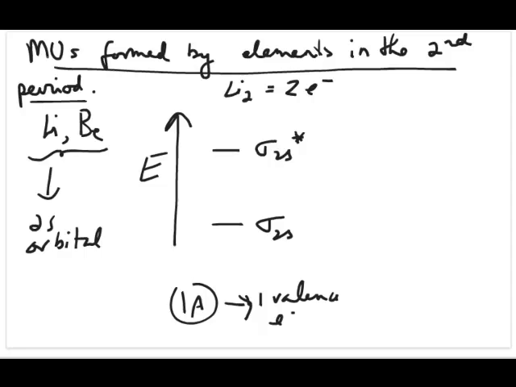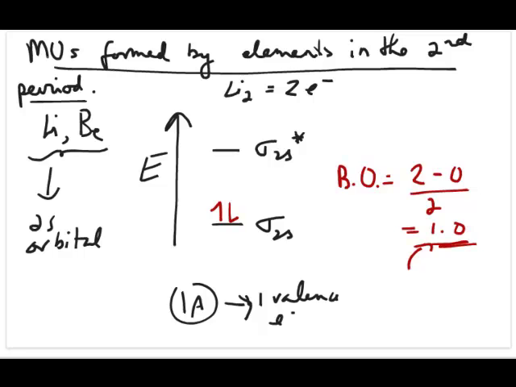Okay? All right. So if I want to fill out the energy diagram, I have 2 electrons, so I'm going to put them right here, which means that my bond order, which is what I need to calculate whether a molecule exists or not, would be 2, the number of electrons in the bonding orbital, minus 0, the number of electrons in the antibonding, which is the sigma 2s star, divided by 2, so then it's 1.0. Okay, so that tells me that this molecule does exist, Li2.